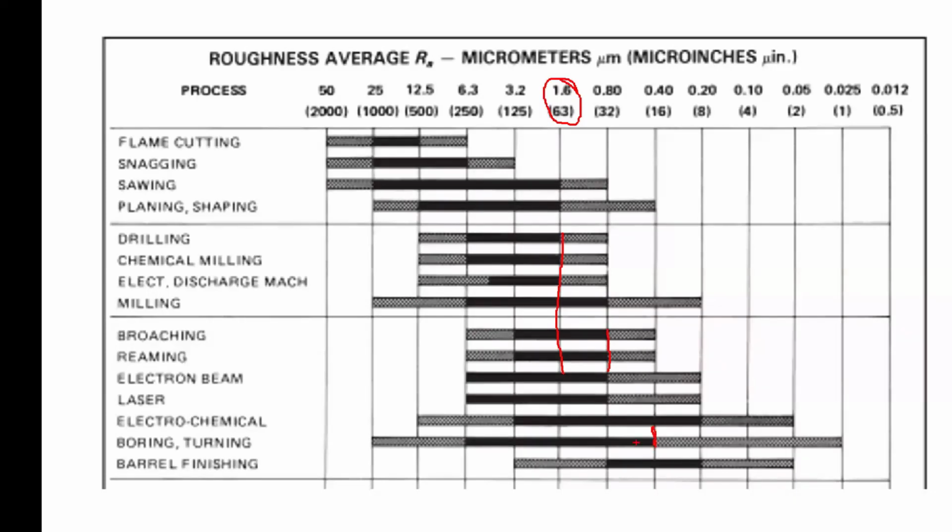Does that make sense? So these are just your average expectation range of surfaces per process.